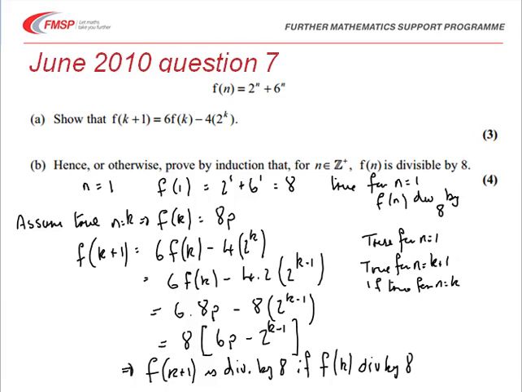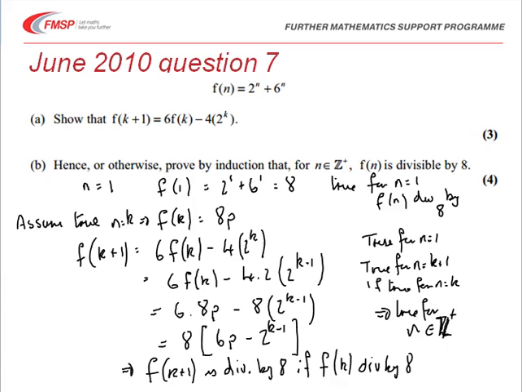So that sort of statement at the end is what the examiners are looking for. So it's therefore true for all n that are in Z plus, or positive integers in other words. That's the end of the proof.